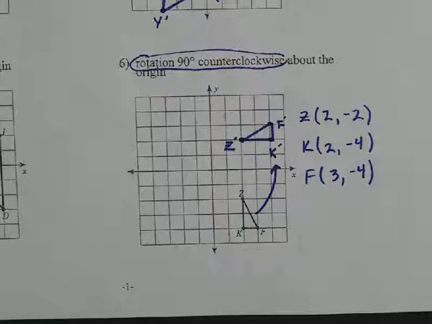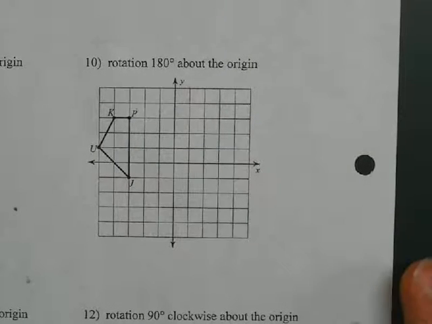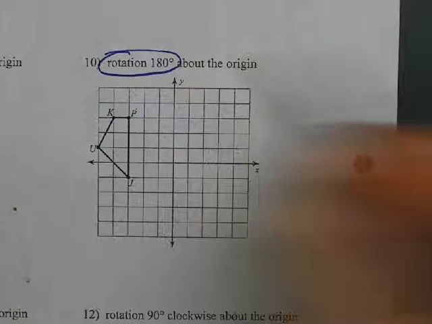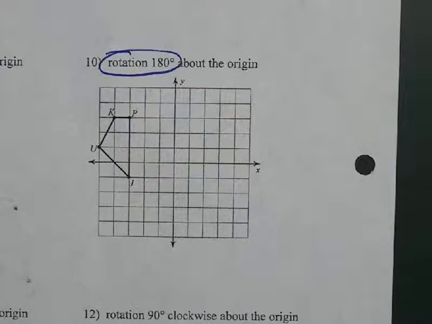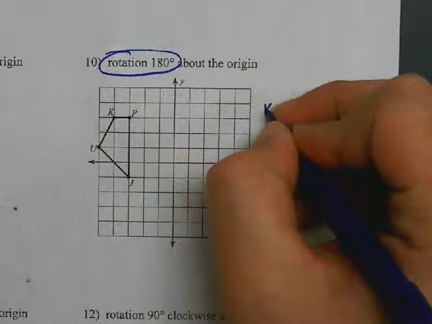Looks like we got time for one more, so we're going to go to the back side. And let's do number 10, a rotation of 180 degrees about the origin. Okay. So first step, circle your rotation. So we got a rotation of 180 degrees about the origin. After you do that, we're going to list our points. So we have K. Just start over there with K.